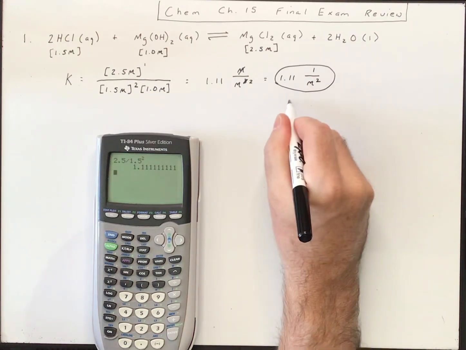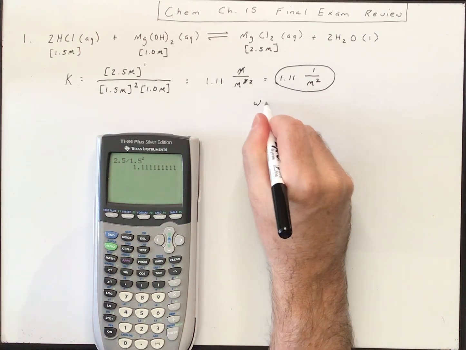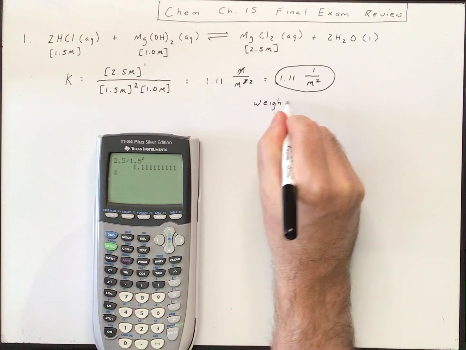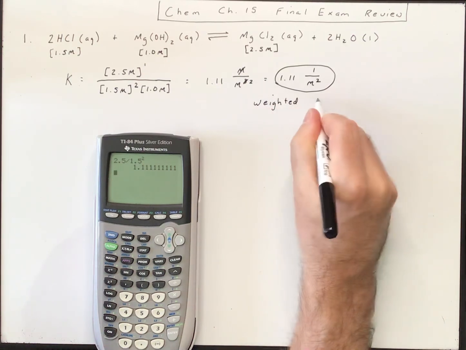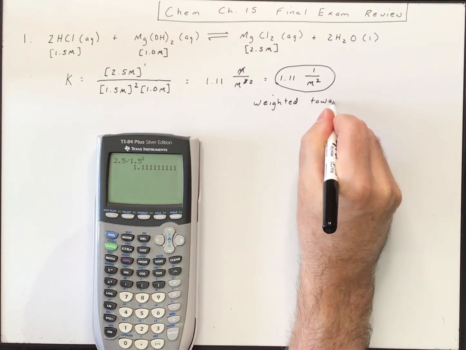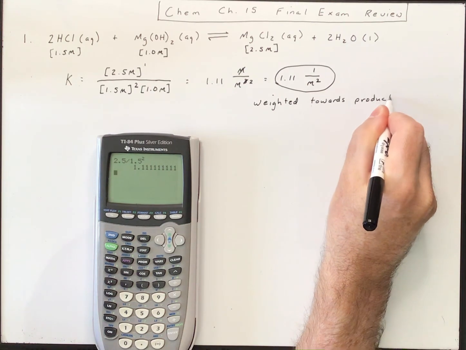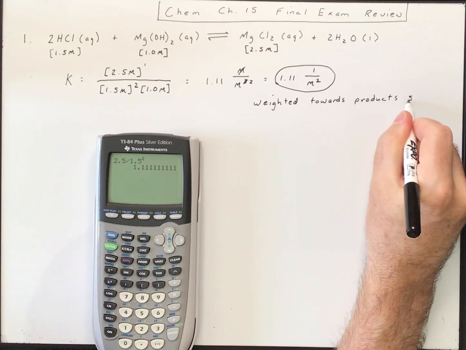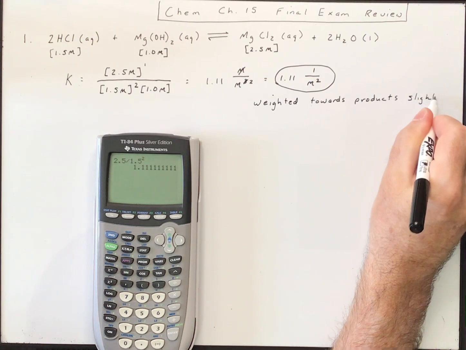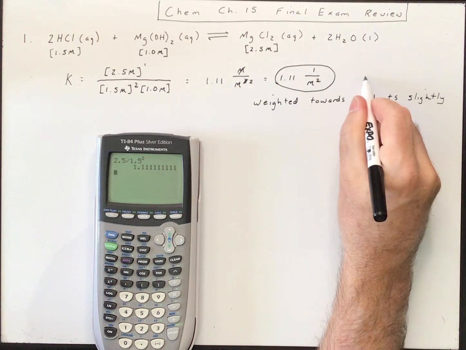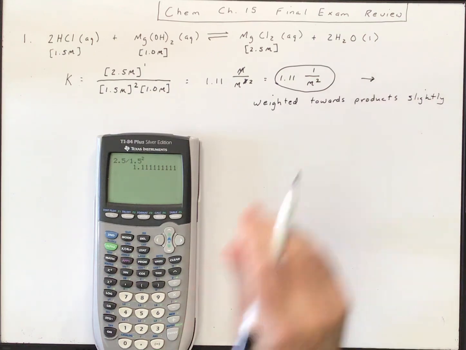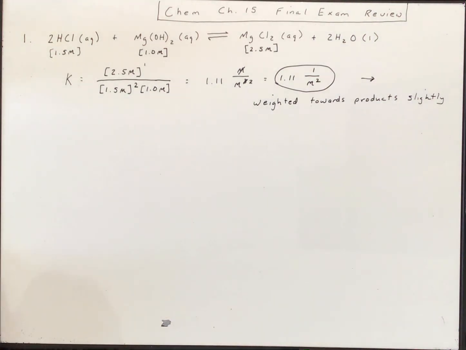So it is slightly weighted towards the products because it's greater than 1. But just very slightly. So you could also use a right arrow there to show it's weighted towards the products.